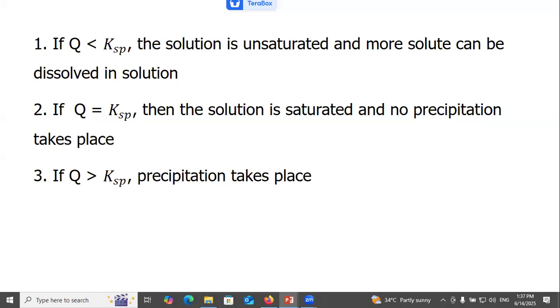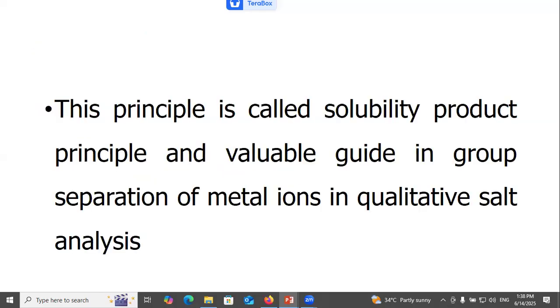If the ionic product is lower than the solubility product, the solution is unsaturated and more solute can be dissolved in the solution. If the ionic product is equal to the solubility product, then the solution is saturated and no precipitation takes place. If the ionic product is greater than the solubility product, precipitation takes place. This principle is called the solubility product principle and is a valuable guide in group separation of metal ions in qualitative salt analysis.